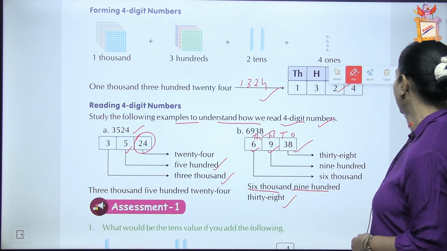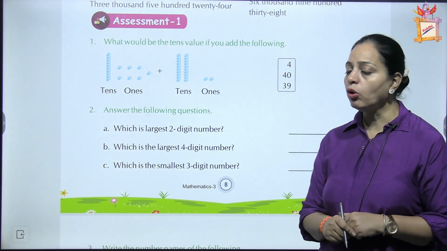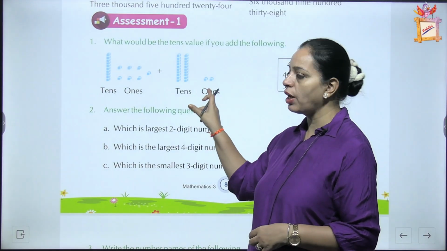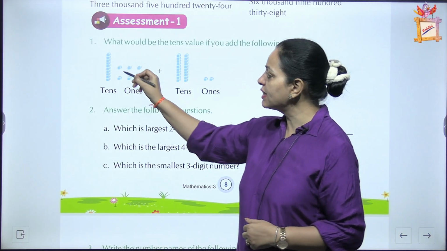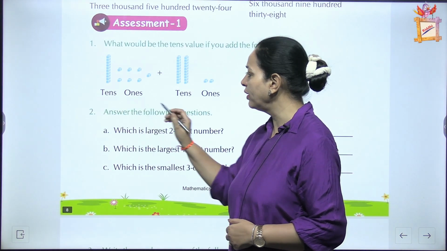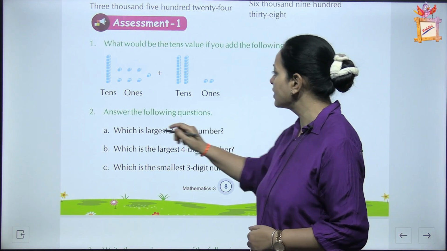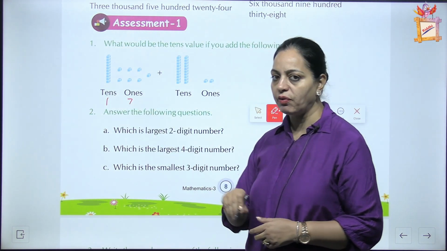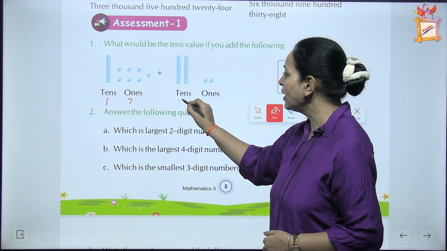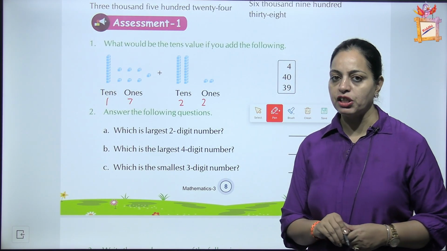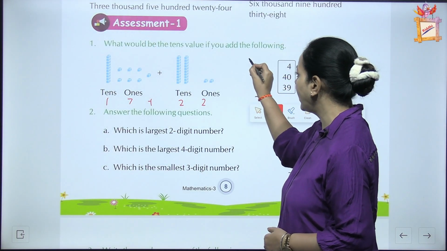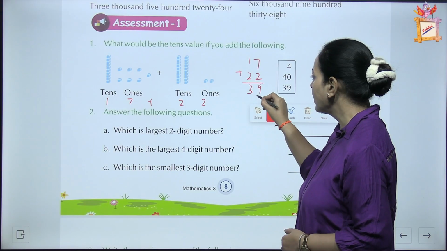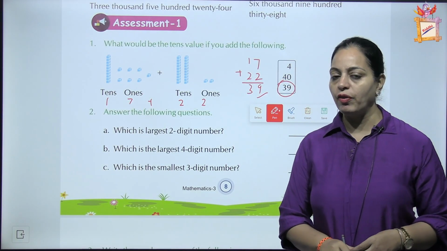6938. I hope this is clear to you. Question number 1. What would be the tens value if you add the following? Here we have two numbers. The first number is 1 ten and how many ones? 1, 2, 3, 4, 5, 6, 7 ones. So the number is 17. And here 2 tens and 2 ones, so this is 22. So we are adding 17 and 22. Very interesting question. So what is the answer? The answer is 39. So this is the value, right?